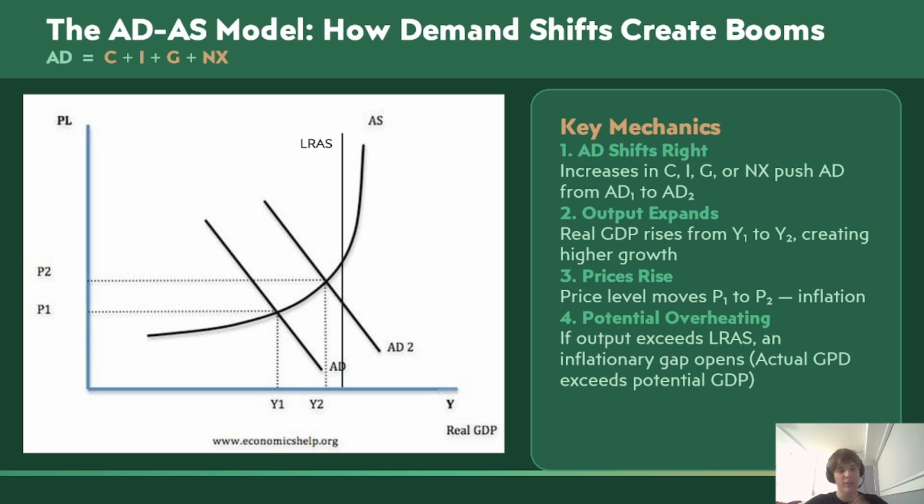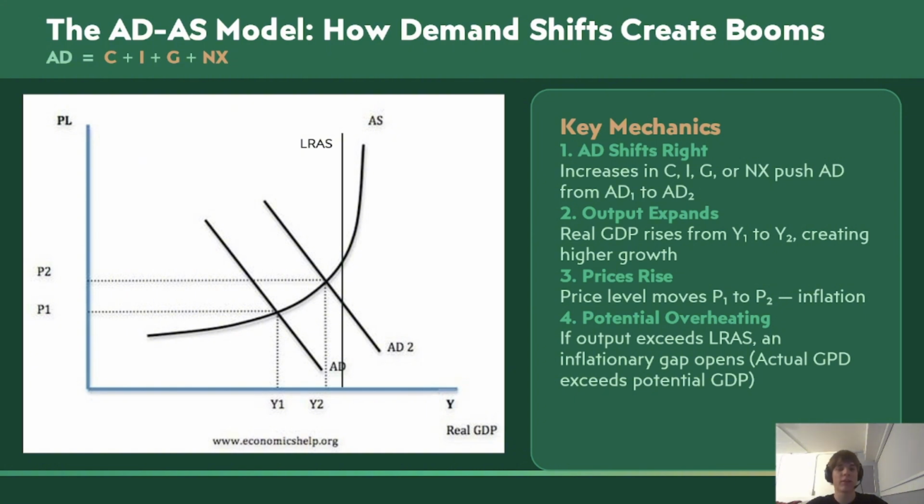Increases in consumption, investment, government spending, or net exports push AD from AD1 to AD2. Real GDP rises from Y1 to Y2, creating higher growth. Price level moves from P1 to P2, which causes inflation.